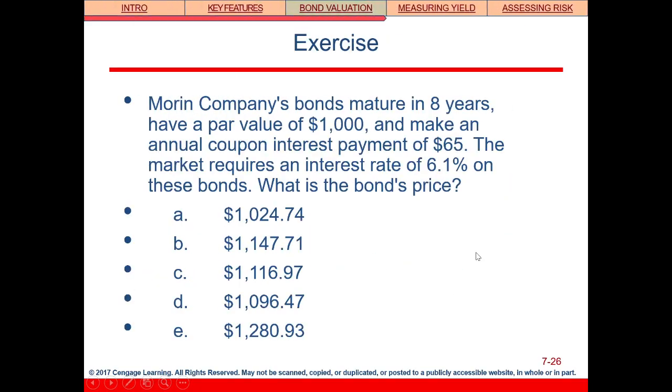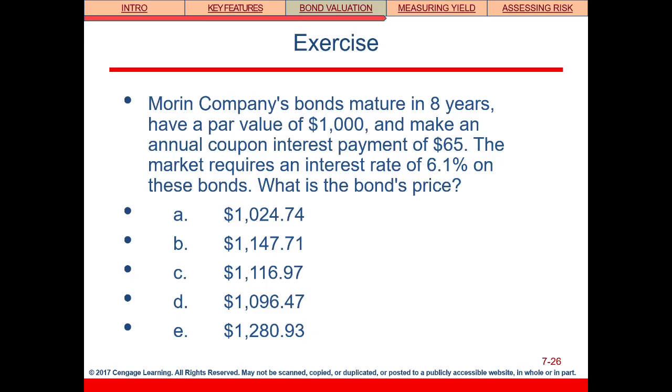So here's an exercise question. This company's bond matures in 8 years, has a par value of $1,000 and makes annual coupon interest payments of $65. The market requires an interest rate of 6.1% on this bond. What is the bond price? This is a very typical question of bond valuation, right? It's asking what should be the bond's fair price. So it's asking what is the present value of this bond.